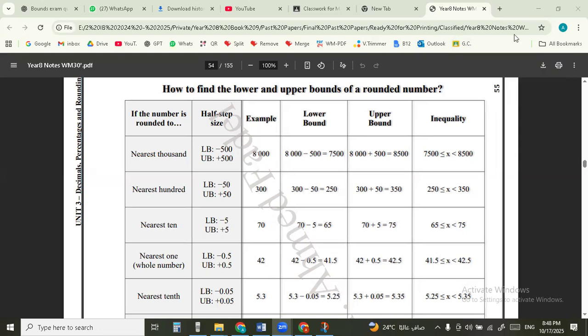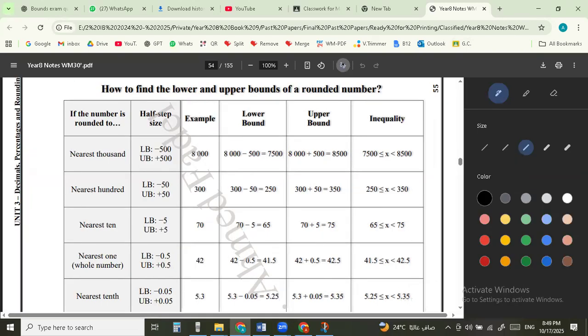And in today's video, we're going to discuss the lower and the upper bounds. Just to remind you of an old concept that you already studied in year 8, how to find the lower and the upper bounds of a rounded number. So if I tell you that the number that is given is rounded to the nearest thousand, to find the lower bound, you need to minus 500, add 500.